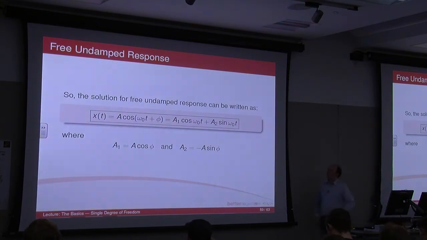And so the solution for the free undamped response, the basic form, can be written like this, where a1 is a cosine of phi and a2 is minus a sine of phi.